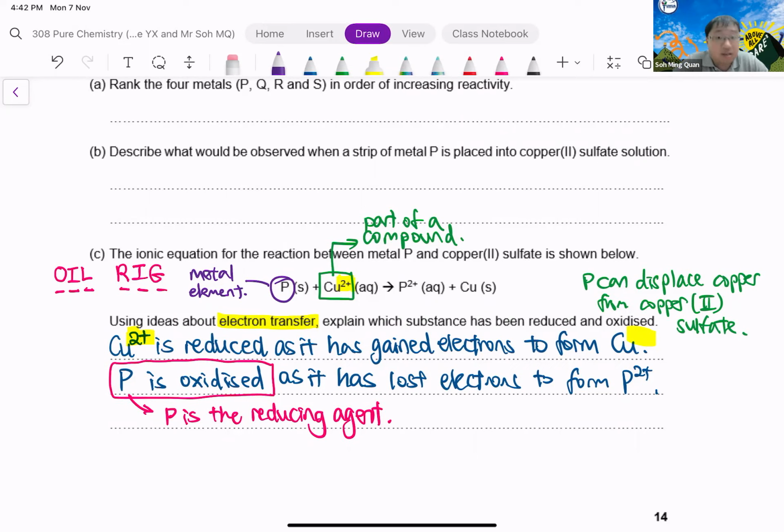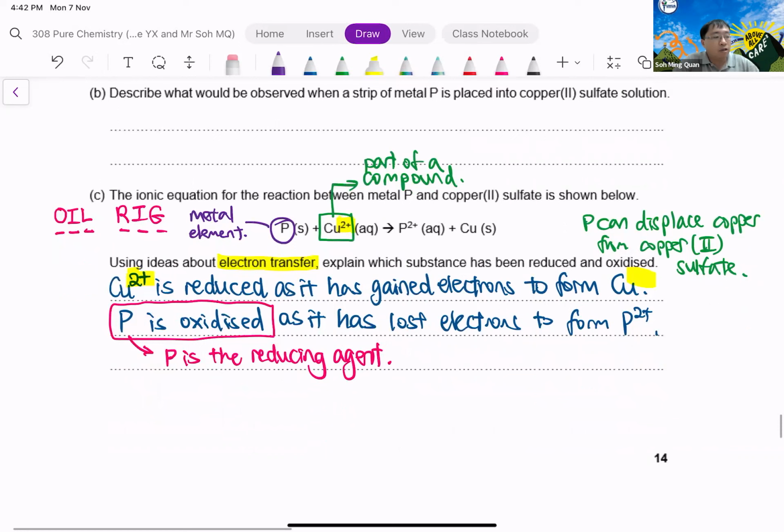So P can displace copper from copper 2 sulfate. So P is more reactive than copper. So now my question is, if I were to do the reverse, if I put copper into P2 plus, will any reaction happen? So now I'm at the bottom here. If I do the reverse, that means I use copper metal, I put it into a solution of the sulfate of P, would any reaction happen?